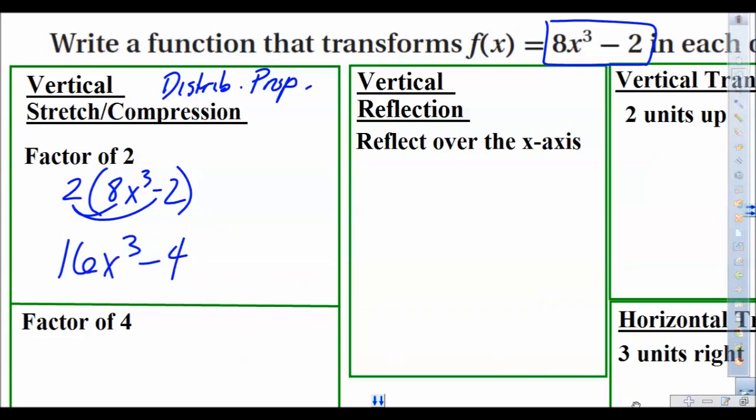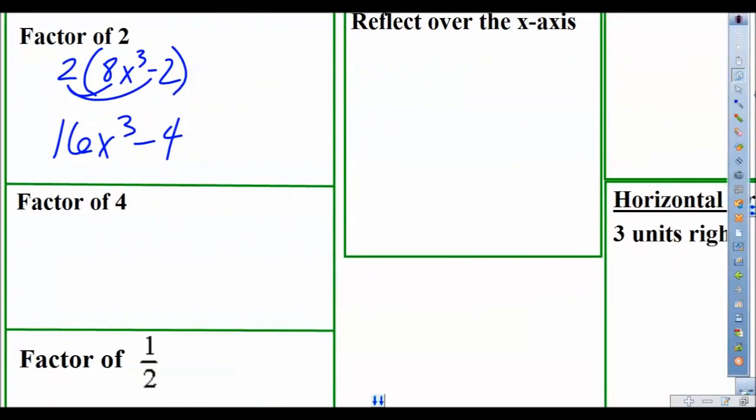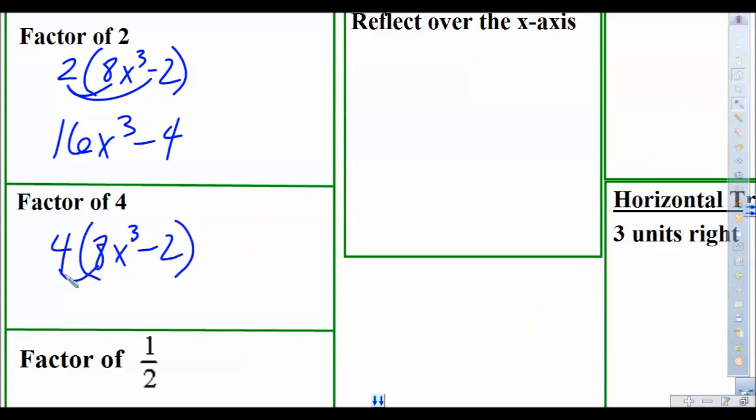Well, what if we were doing it by a factor of 4? Well, now instead of multiplying the 8x cubed minus 2 by 2, now we're going to multiply it by 4. Distributive property. 4 times 8, that's 32. So we have 32x cubed. 4 times minus 2, that's minus 8.